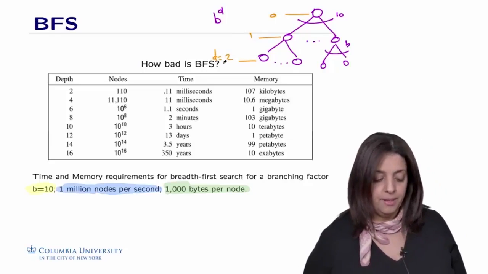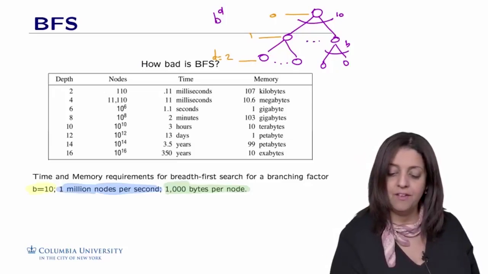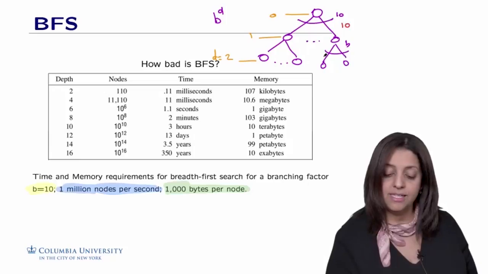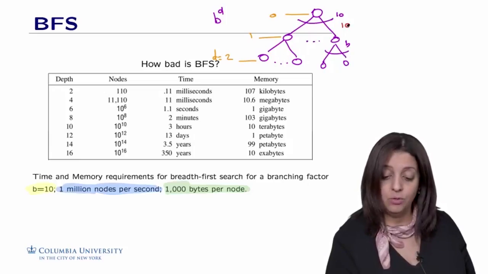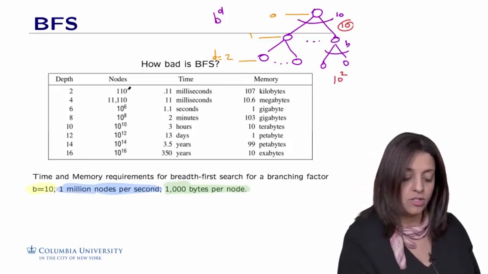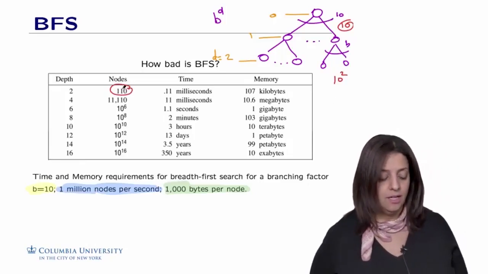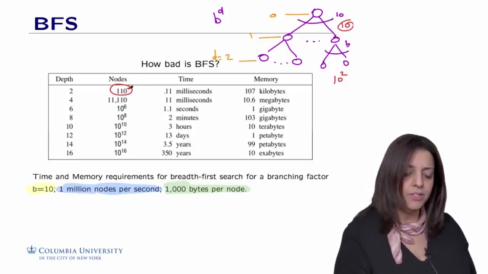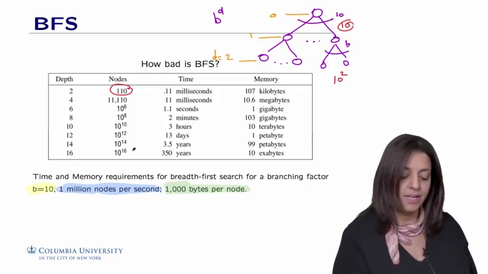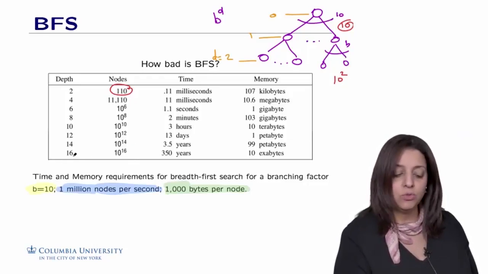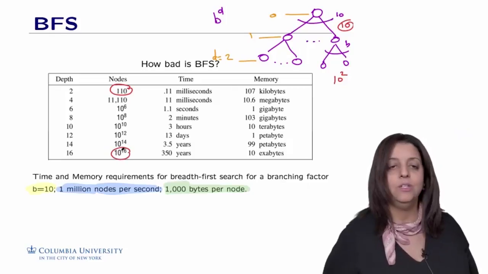So for the first level we'll have 10 possibilities. For the second level we will have 10 to the 2, which will be 100. So the total would be 110 nodes generated for depth equal to 2. I'm going to do a similar process, and you could see that the number grows really exponentially. For a depth of 16, we would need to store 10 to the 16 nodes.